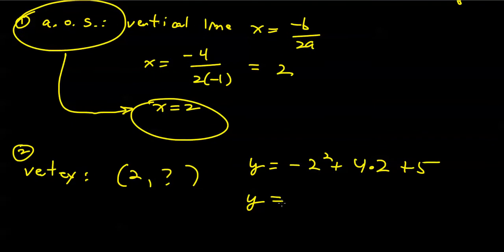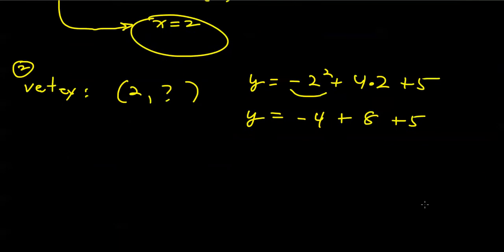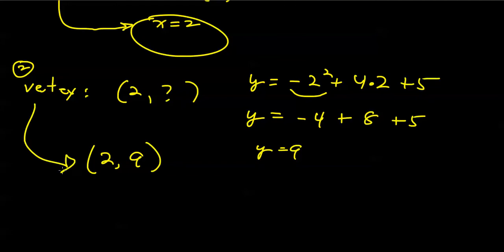And solve for y. Alright, be careful about the sign here. Square first, then negate. So this minus 2 squared is minus 4. Plus 4 times 2 is 8. Plus 5 is going to be, well, minus 4 plus 8 is 4. And 4 plus 5 is 9. So y equals 9. Alright, so we've got a concave down parabola with a vertex of 2, 9. Alright, let me start sketching some stuff here.